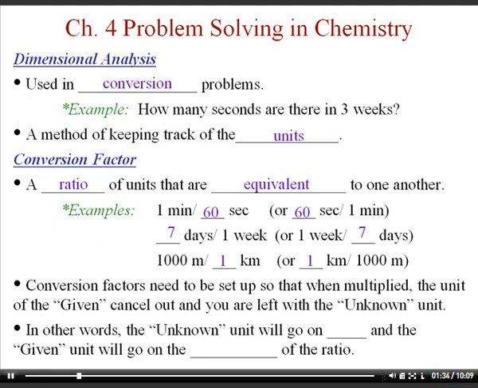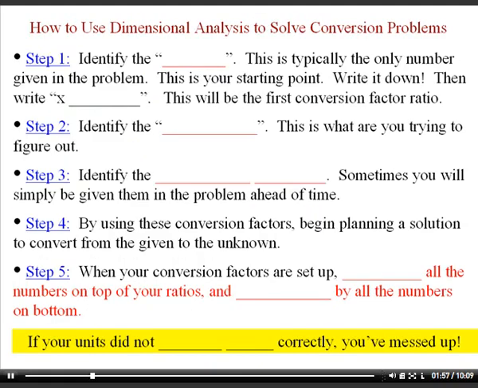So if you're changing from minutes to seconds, you know the number of minutes, but you don't know the number of seconds, so you would have the unknown unit, seconds, on top. You'd put 60 seconds on top, and then you'd put 1 minute on the bottom of the ratio. So you need to set up the units correctly so that they're going to be canceling out. And we will look at some examples on the next slides.